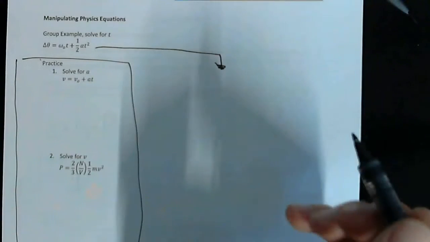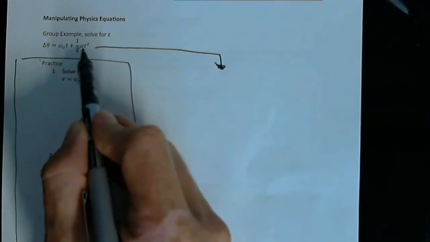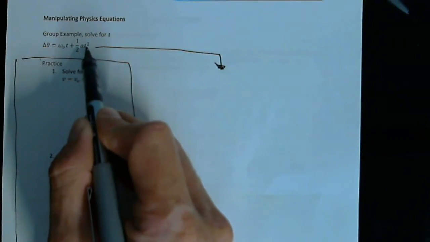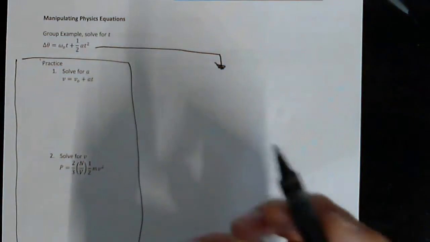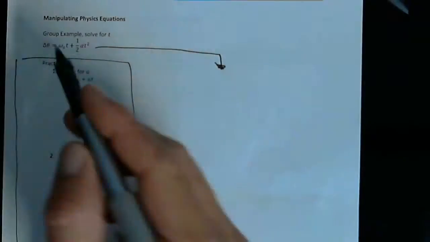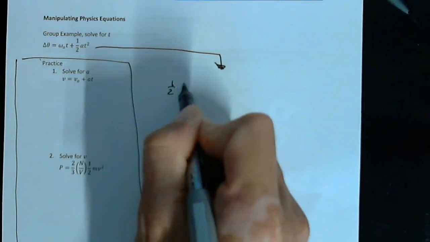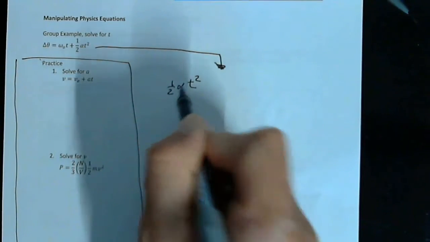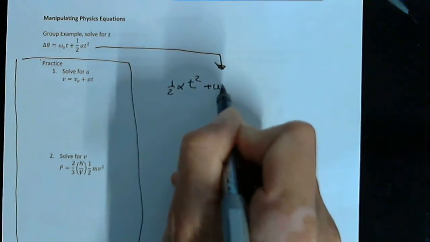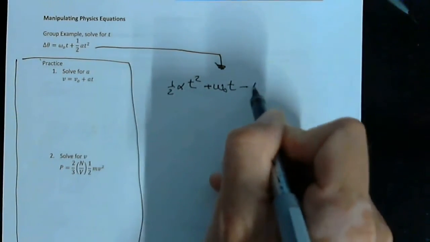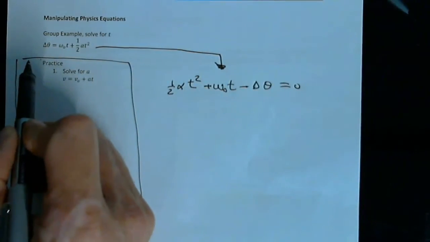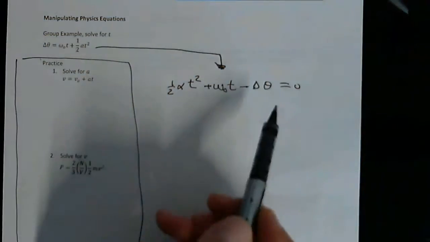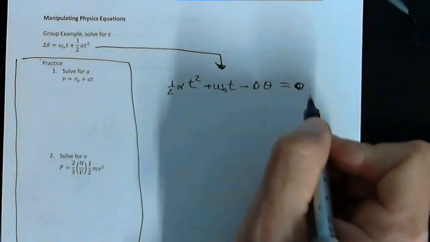Okay. They want me to solve for t, and t is being squared, so you don't have an option but to use the quadratic equation. I will move everything to one side, so I will write it like this: one half alpha t squared plus omega naught t minus delta theta equals 0. So I move delta theta to the other side, and I have a 0 on the right hand side.